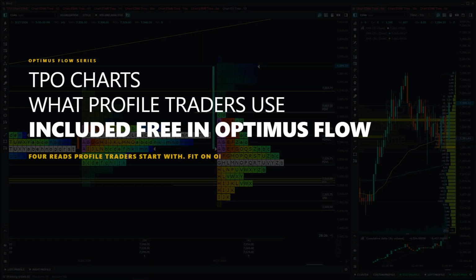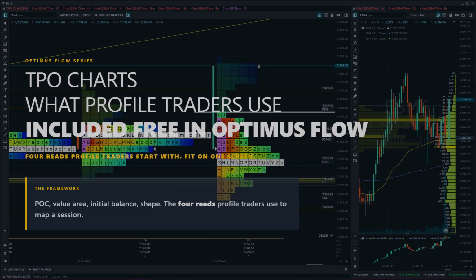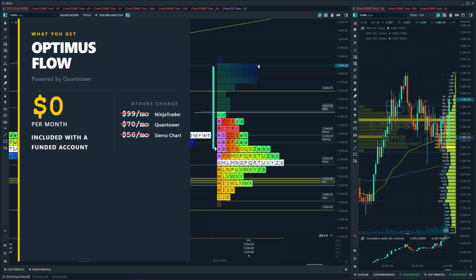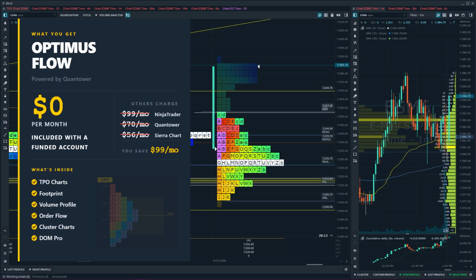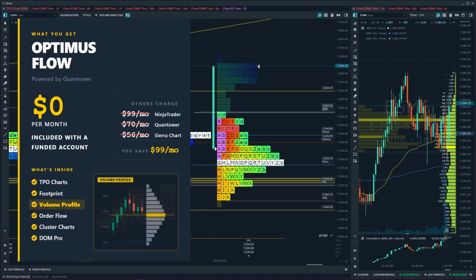Most traders pull up a TPO chart, see a wall of letters, and click away. They think the letters are codes, they're not. The letters are labels, the information is in the shape. In the next few minutes, I'll show you what to look at, how to set it up in Optimus Flow, and why this tool costs $70 a month on every other serious platform except this one.